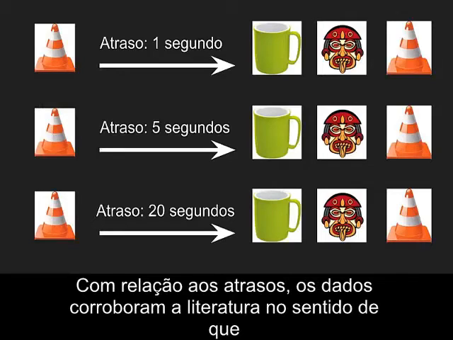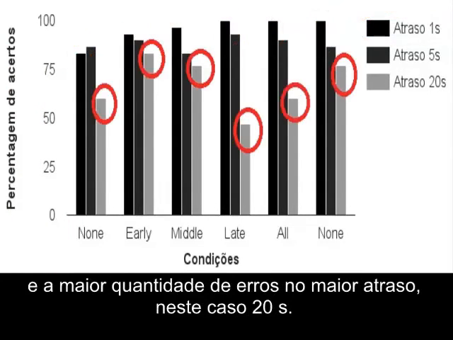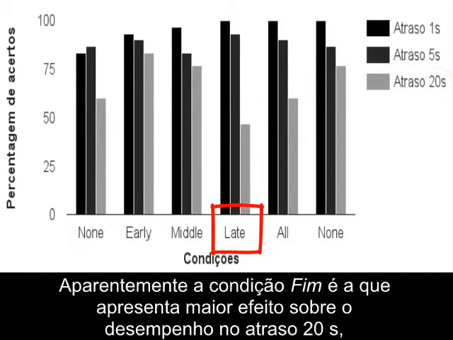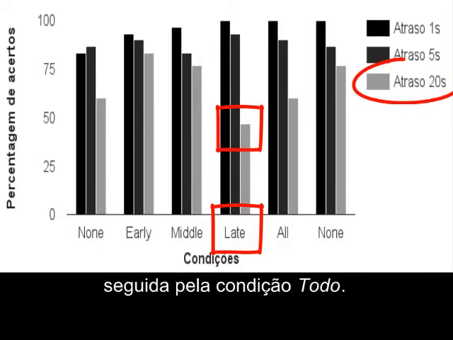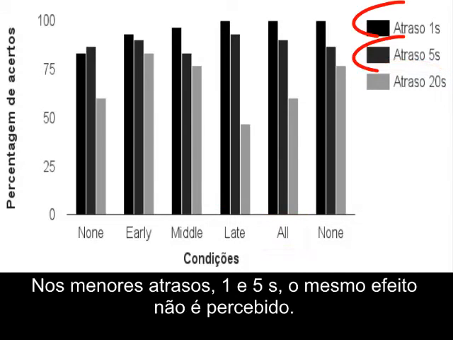With regard to delays, data corroborated the literature, meaning that increased performance occurs in the shortest delay, 1 second, and more errors occur in the longest delay, in this case 20 seconds. Apparently the condition late had the most effect on the performance at delay 20 seconds, followed by condition all. In smaller delays, 1 and 5 seconds, the same effect is not noticed.